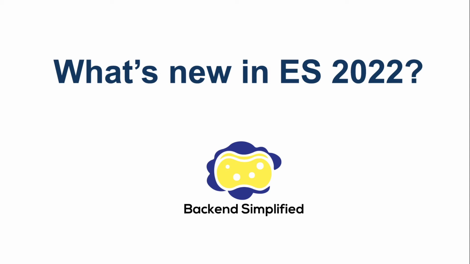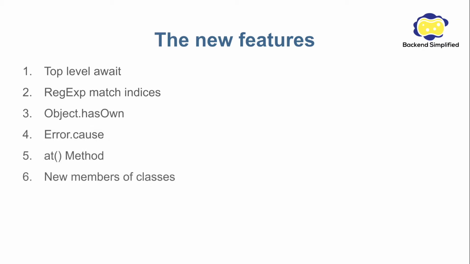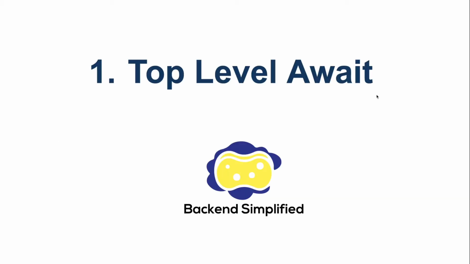In today's video we are going to talk about the new features that are going to be released in ES 2022. Our mission with this channel is to simplify the backend world for you. In this video we are going to dive into these specific features: the top level await, the regex match indices, the hasOwn, Error.cause, method, and new members of classes. So let's begin. Top level await.